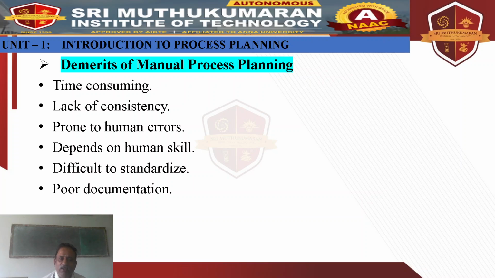that is, if you give a process planning job to different persons, each person will end up with different process plans. And also with the same person, it depends on the time. At one time, he may prepare one plan. If the same work is given at some other time, he will end up with a different process plan. Since humans are involved, they are prone to human errors. And also the output depends on human skill. So it is difficult to standardize and the documentation is very poor.